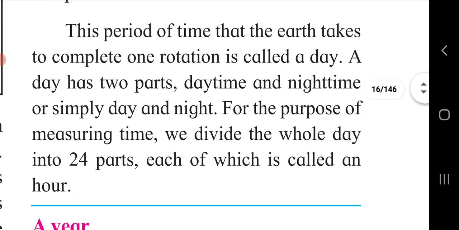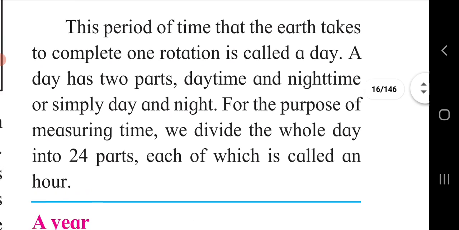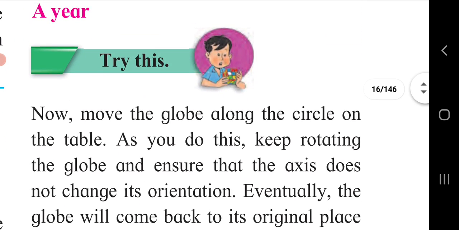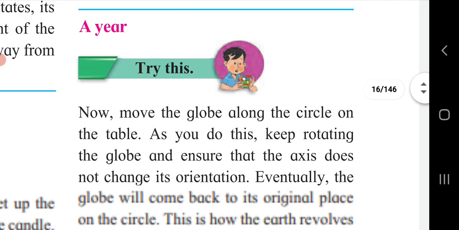Again, revolution. What is revolution? The movement of the Earth around the sun is called revolution. The Earth keeps on rotating around itself as well as revolving around the sun. This much only we had seen in the previous part. Today we are going to discuss a year. Let's see what it is.